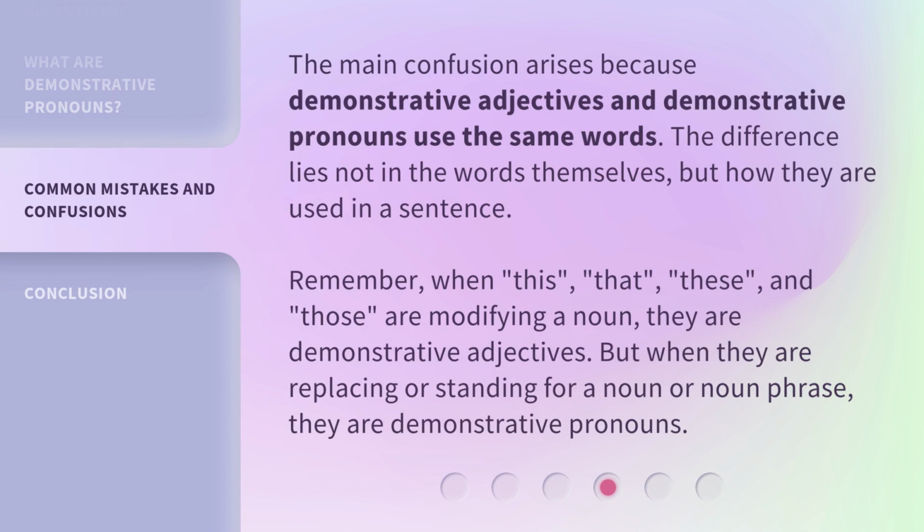The main confusion arises because demonstrative adjectives and demonstrative pronouns use the same words. The difference lies not in the words themselves, but how they are used in a sentence. Remember, when this, that, these, and those are modifying a noun, they are demonstrative adjectives. But when they are replacing or standing for a noun or noun phrase, they are demonstrative pronouns.